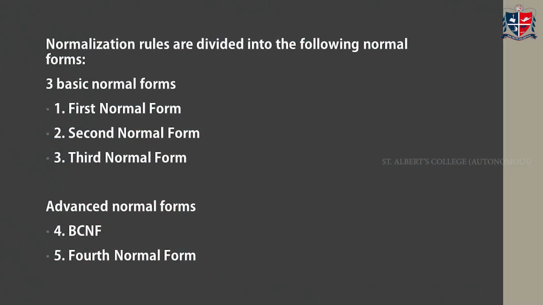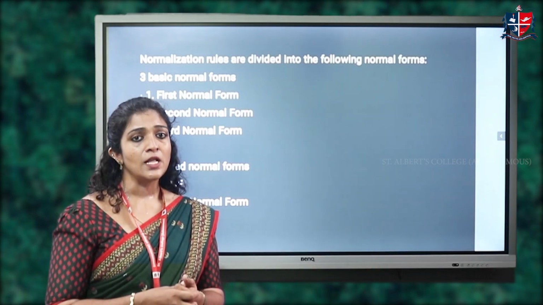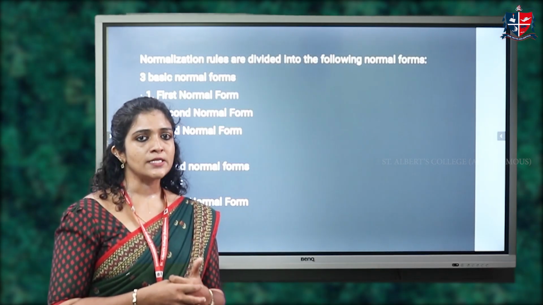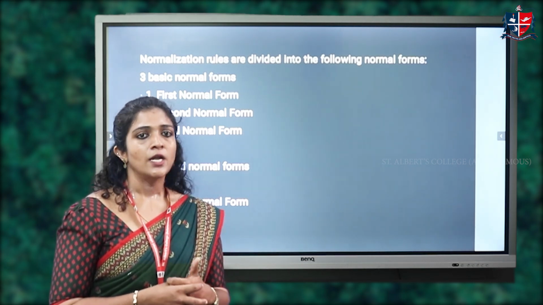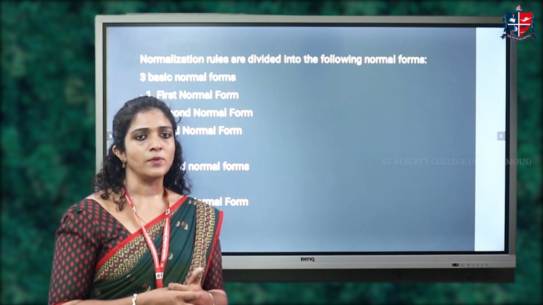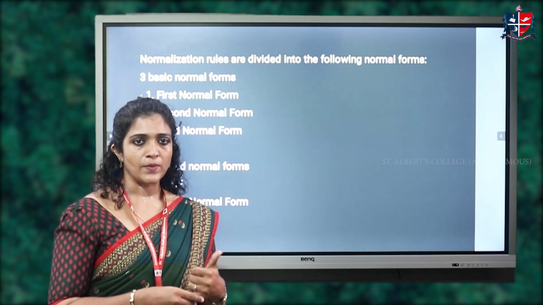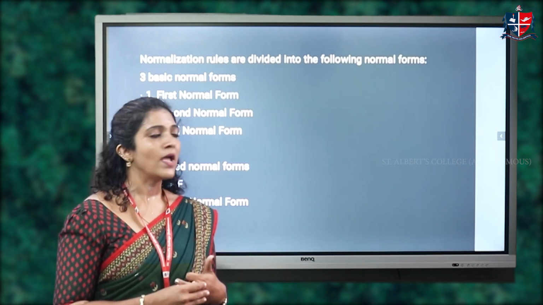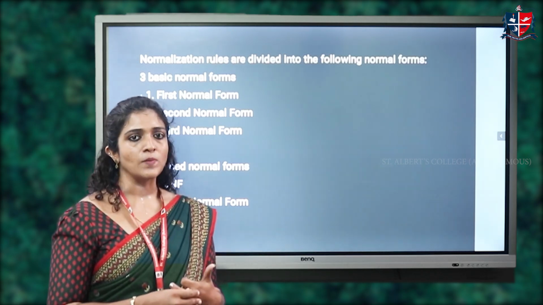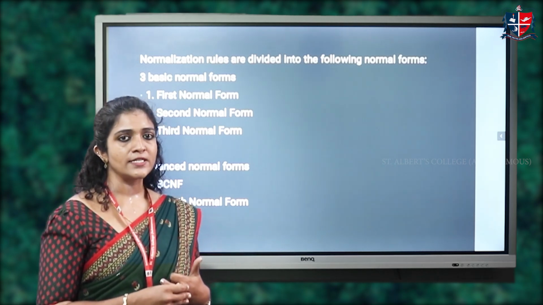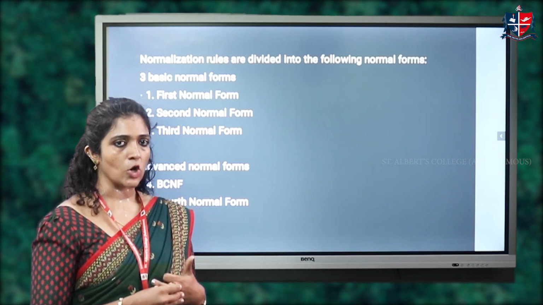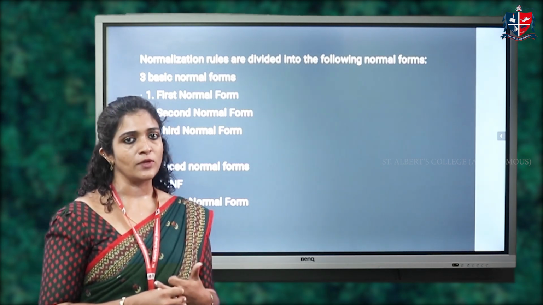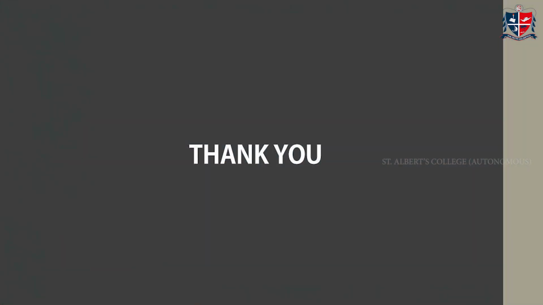Now we will see the different forms of normalization available. The normal forms are divided into two categories: basic normal forms and advanced normal forms. In basic normal forms we have 1NF, that means first normal form, 2NF, second normal form, and 3NF. In the advanced forms we have BCNF, which is also known as 3.5 normal form, and we have fourth normal form. These are the advanced normal forms available in database normalization.